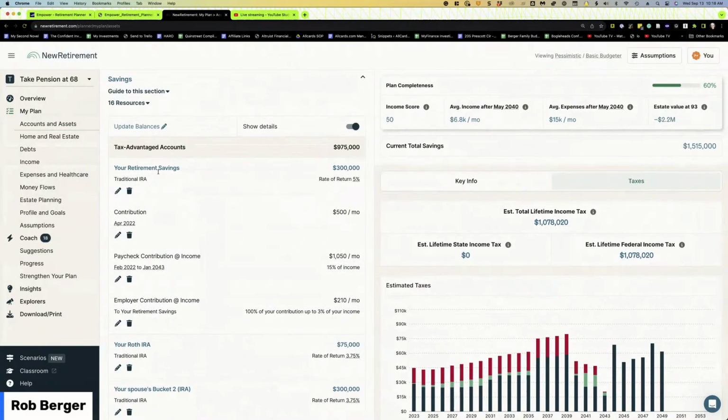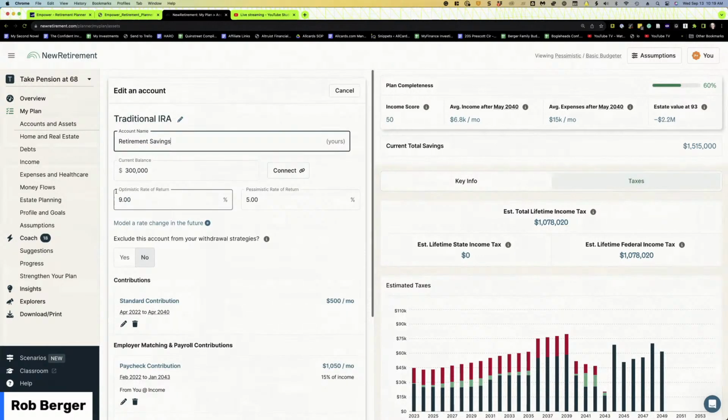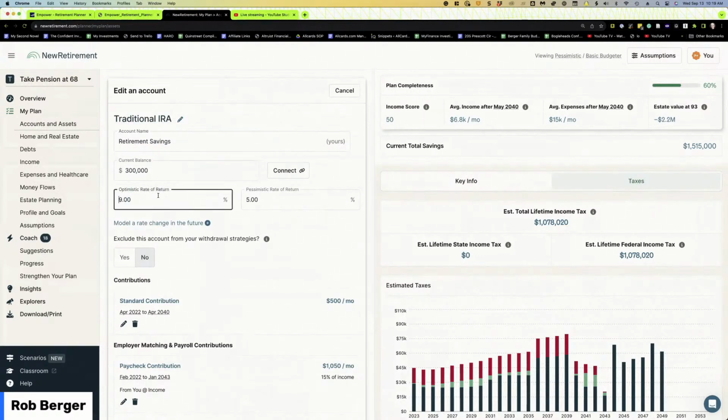And the way it works is for each account, and we'll just use this traditional IRA here, you can see it says rate of return 5%. If we hover over it, you'll see it says pessimistic 5, optimistic 9. Where does that come from? Well, if we edit this, I put those in myself. Now, there are different ways to decide what numbers you're going to put in here.